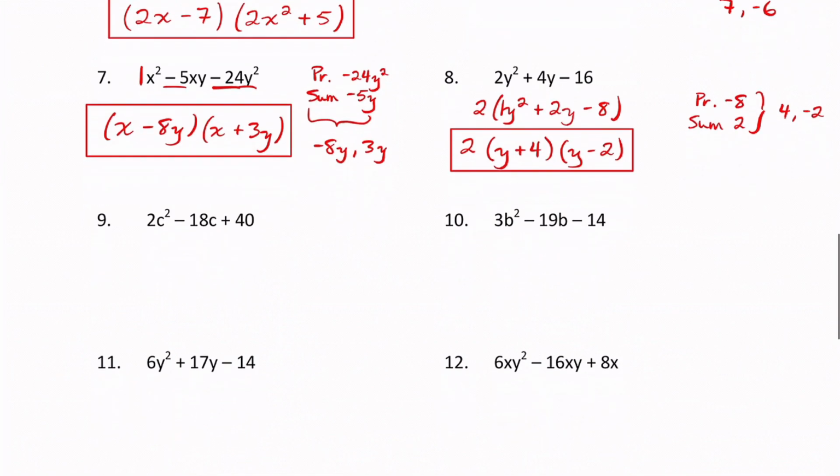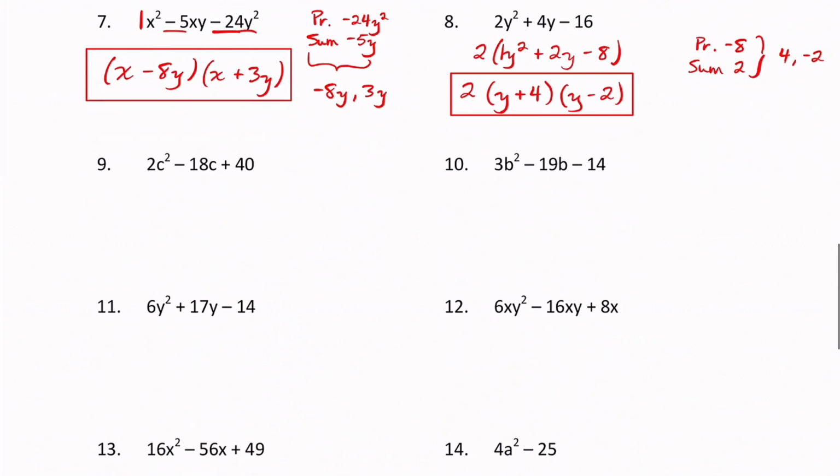Moving along to number 9. Again, there's common terms I can pull out. Let's pull out the 2. And we do our product and our sum. Product is 1 times 20, so that's 20. Sum is negative 9. Two numbers that multiply to 20 and sum up to negative 9 are negative 5 and negative 4.